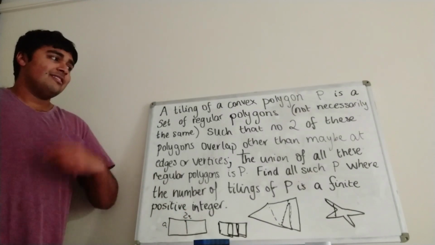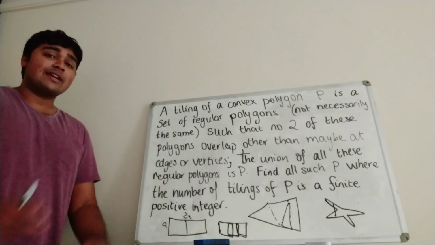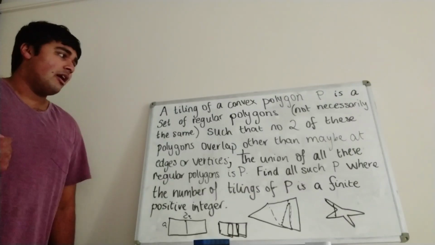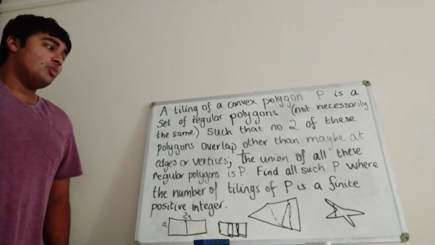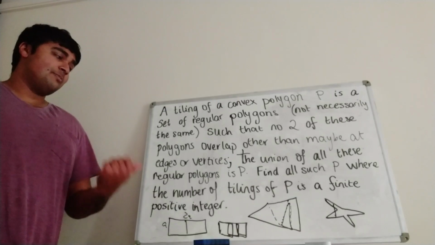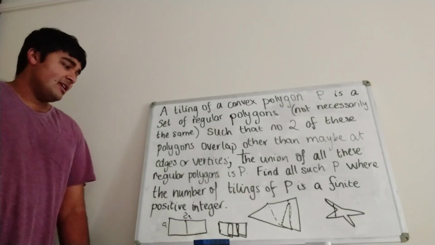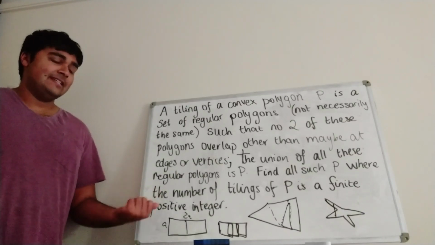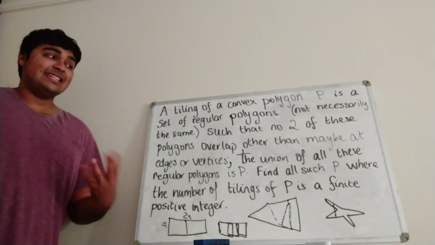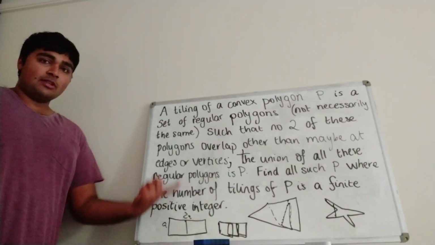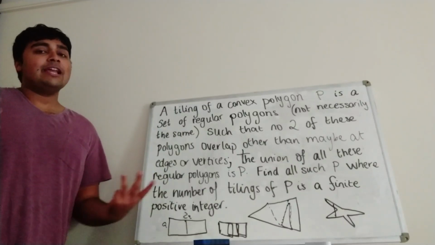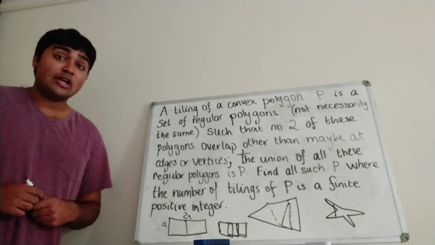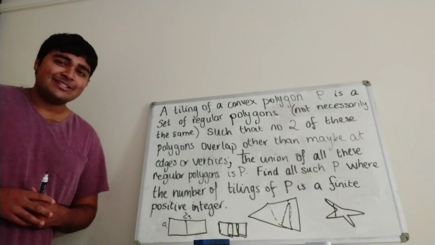So essentially, these regular polygons go into a convex polygon in such a way that they don't overlap, and they exactly fill our start polygon P. We want to find all convex polygons P where the number of tilings of P is a finite positive integer. So there exists certainly at least one tiling of the convex polygon P, but there are only finitely many. Okay, so if you want to have a go at this problem, pause the video now and give it a go for yourself, and I'm going to jump straight into the solution.